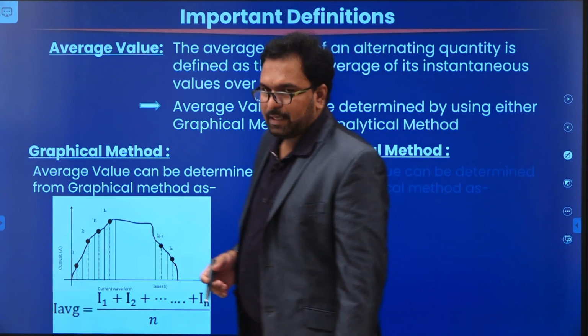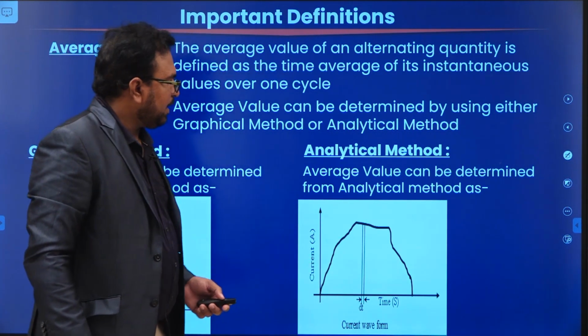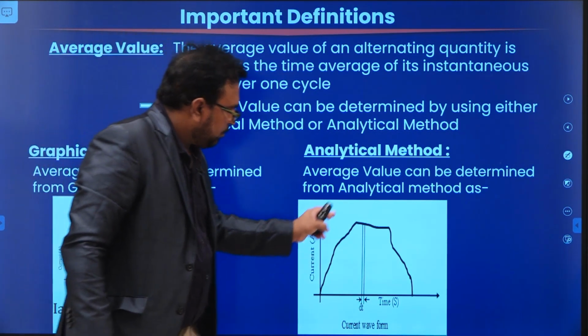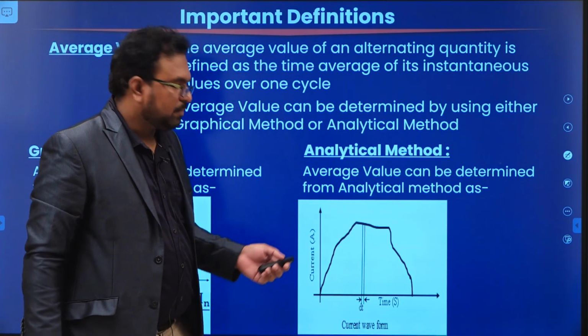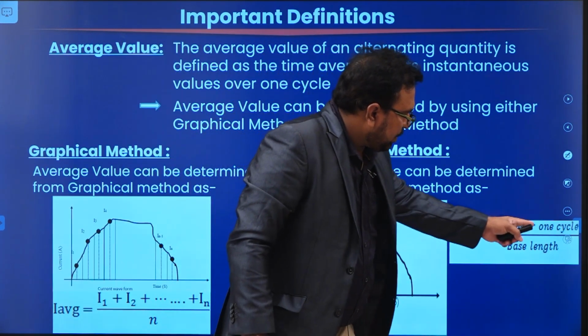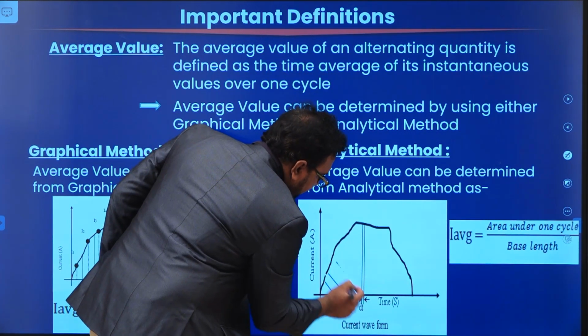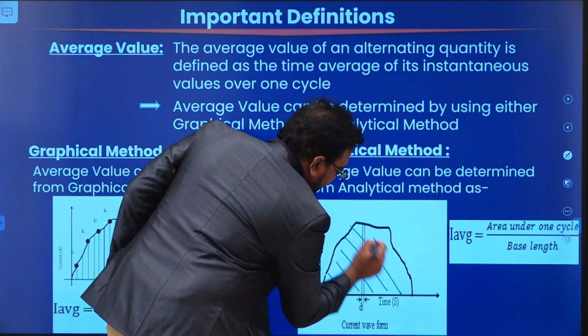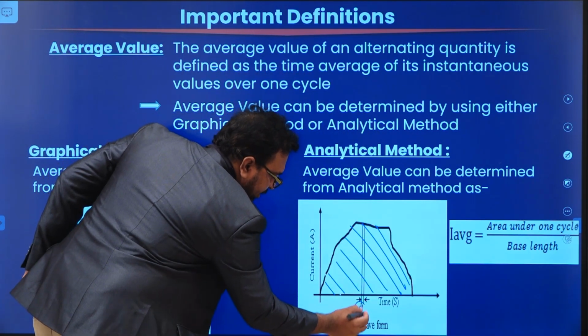Now coming to the analytical method, you are going to take the area under one cycle. How are we going to calculate the area under one cycle? When there is a graph like this, we are just going to use an integral. So I average is the area under one cycle divided by the base length. How are you going to calculate this total area under the cycle? You are going to consider a small differential length dt.